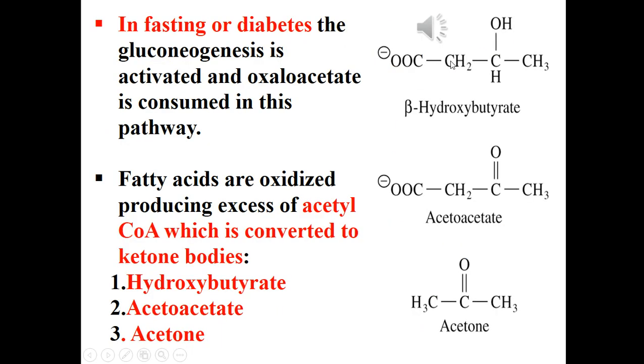In fasting or diabetes, gluconeogenesis is activated and oxaloacetate is consumed in this pathway. So the fatty acids are oxidized, producing excess acetyl-CoA, which is converted to ketone bodies, which are hydroxybutyrate, acetoacetate, and acetone.